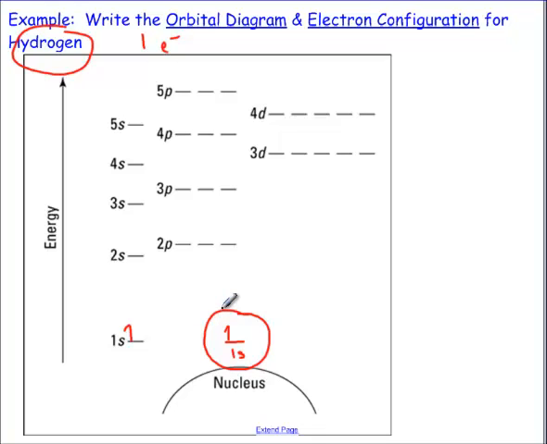The other thing that we do now is we write what's called the electron configuration. And basically this is just the shorthand way of doing the orbital diagram. So the electron configuration is the energy level, the sublevel, and how many electrons are in there. So the electron configuration for hydrogen is 1s1. Let's do some more.